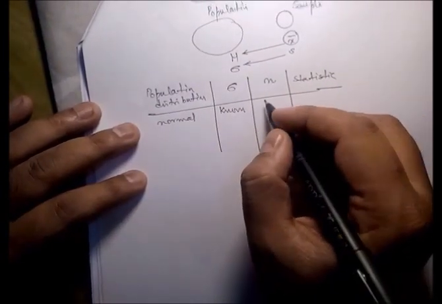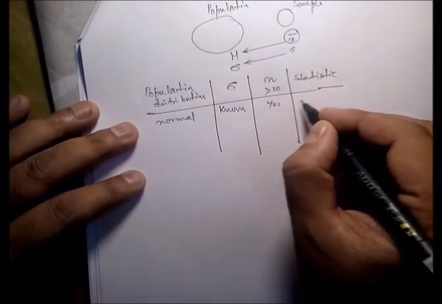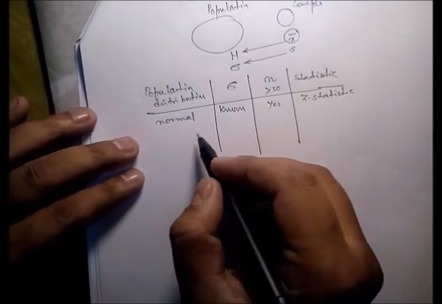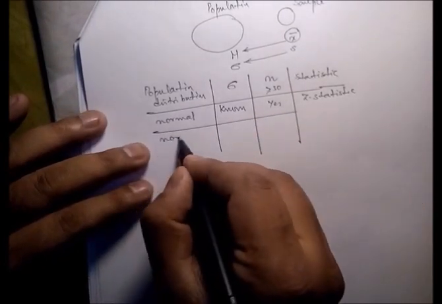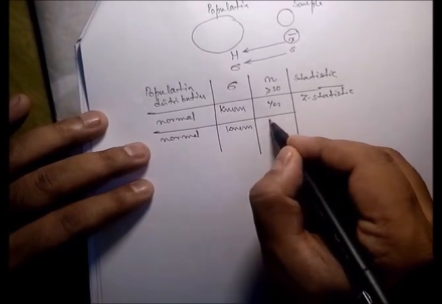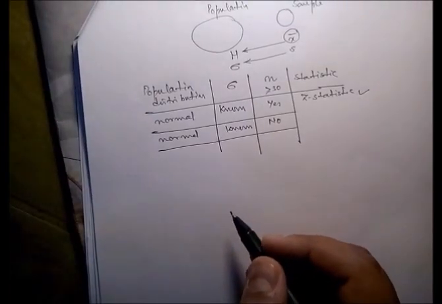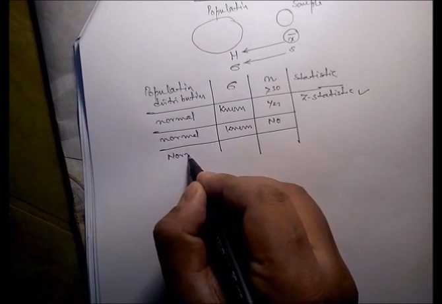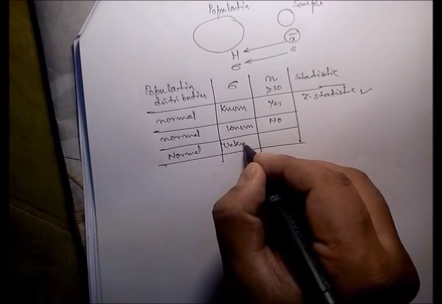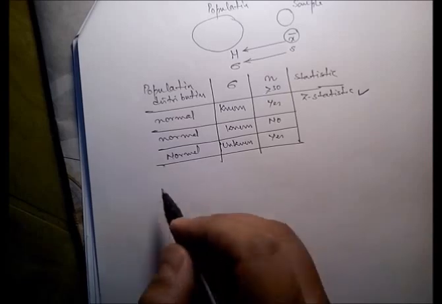and the sample size is more than 30, then we have to use the Z statistic. Similarly, if it is normal and the standard deviation is known and the sample size is less than 30, then also we can use the Z statistic. If it is normal, if the standard deviation is unknown, and if the sample size is more than 30, then we can use the Z statistic.